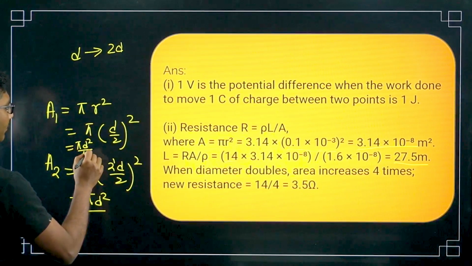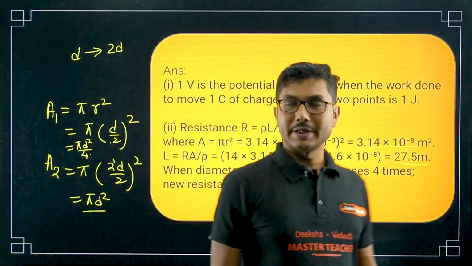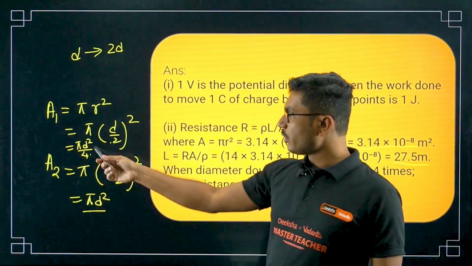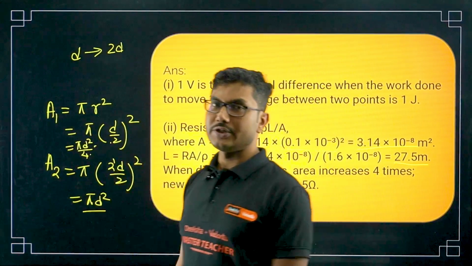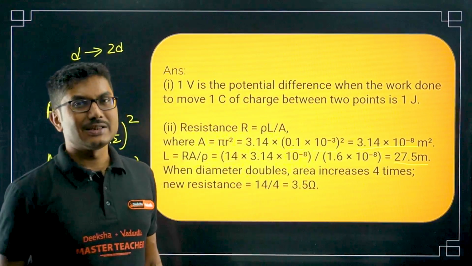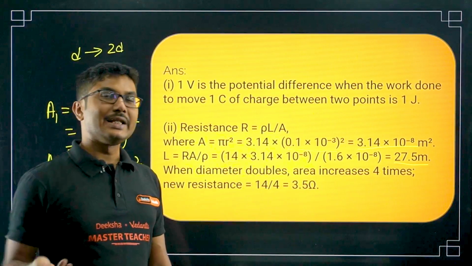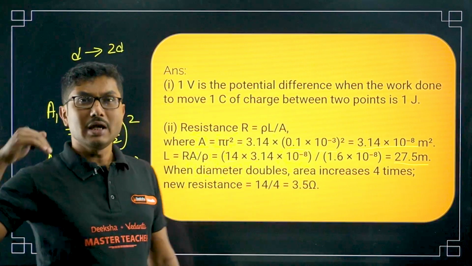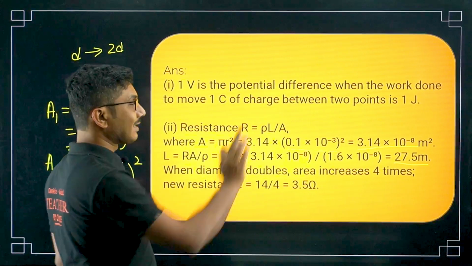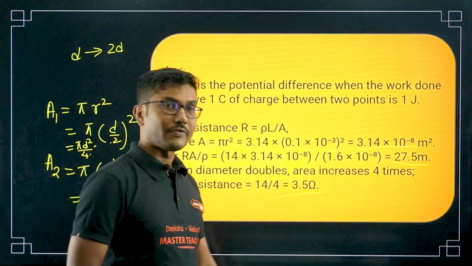Why by 4? Because 2 squared is basically 4. So now what has happened here, the area is now 4 times the initial value. That means if area increases 4 times, the resistance will decrease. If area increases by 4 times, the resistance will decrease by 4 times as well. Okay, inverse relationship. So you have to divide by 4, so you will get 3.5 ohm.